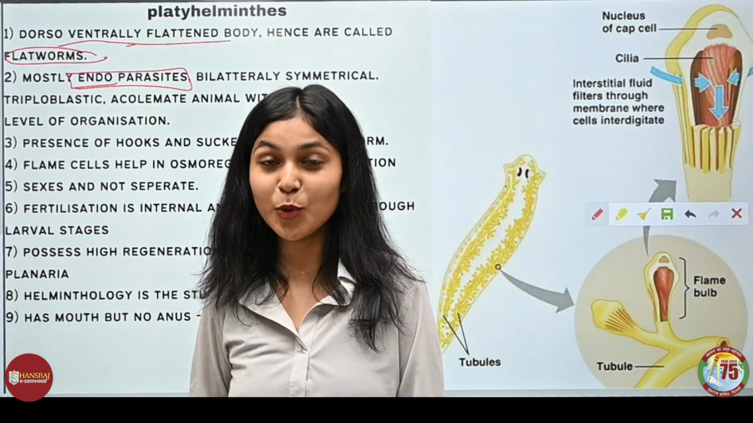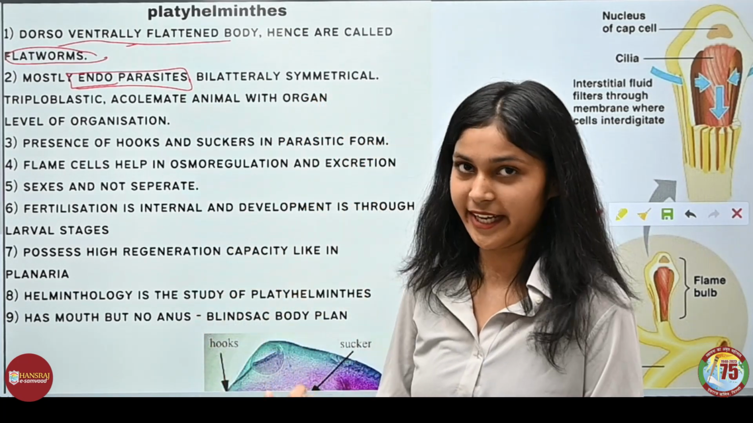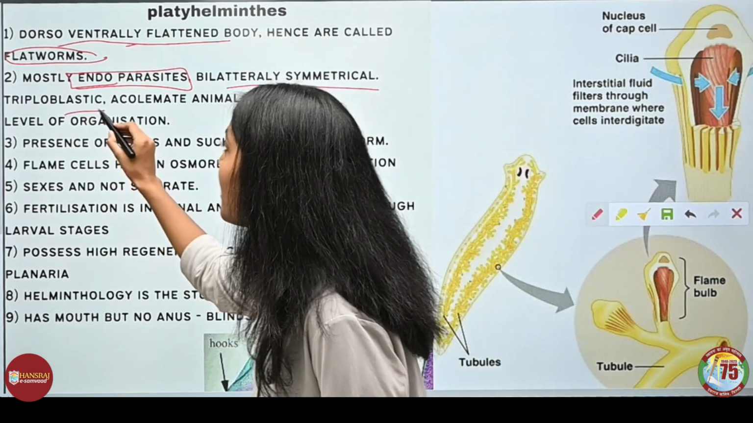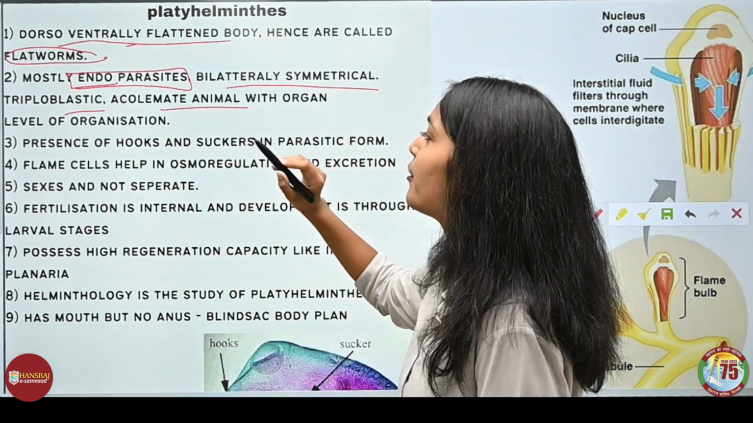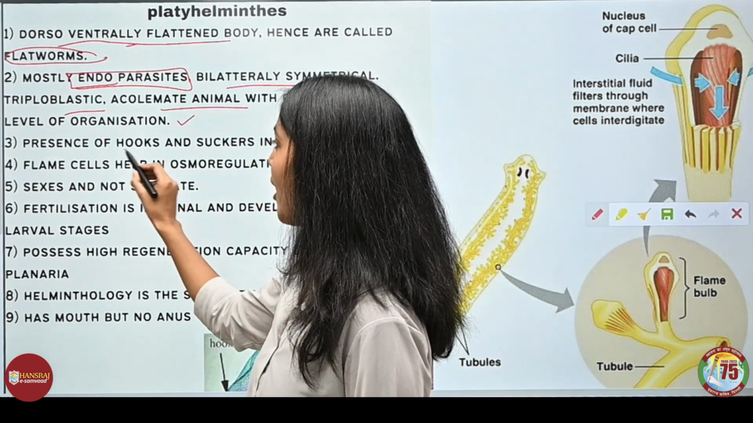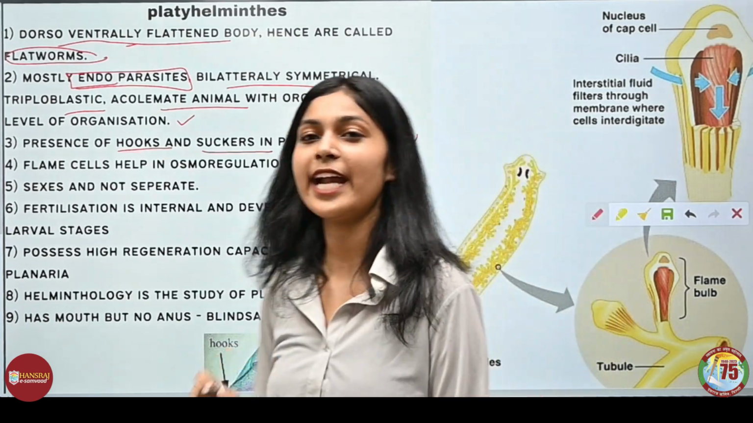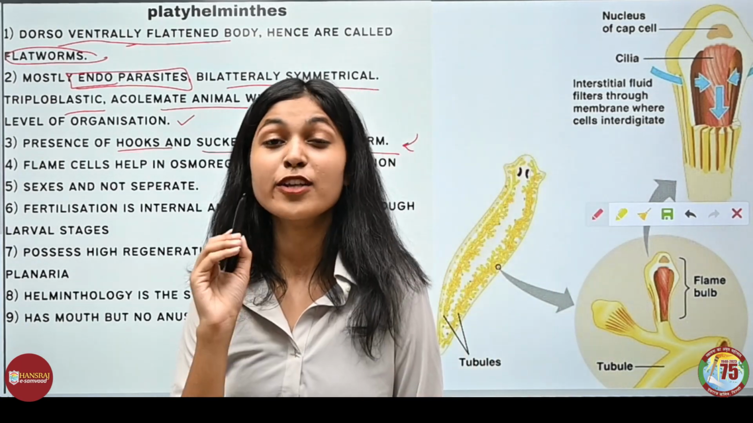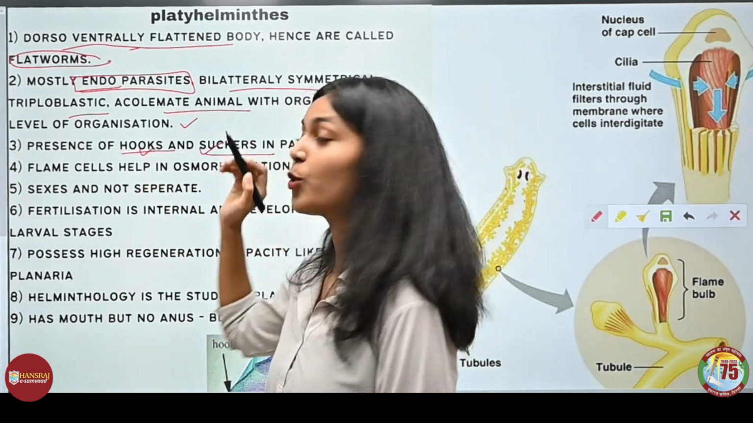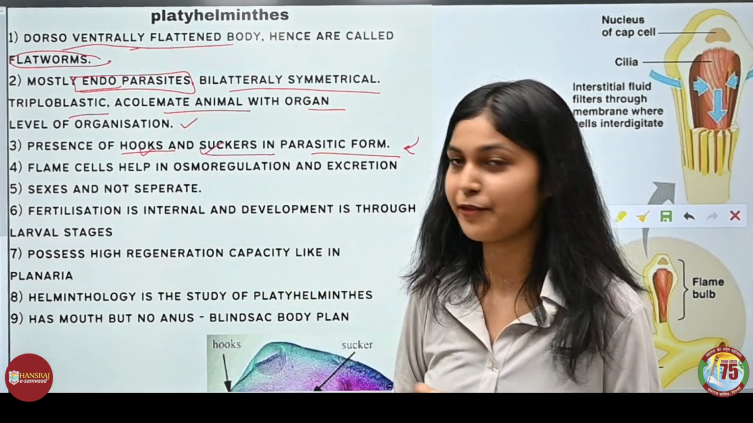That means they live inside the body of the host which they invade. And they are bilaterally symmetrical, triploblastic, and acoelomate with organ level of organization. Now they have hooks and suckers in the parasitic form. As I have told you, they are endoparasites, so it's very obvious for them to have these hooks and suckers to get attached to the body of the organism in which they are going to live.